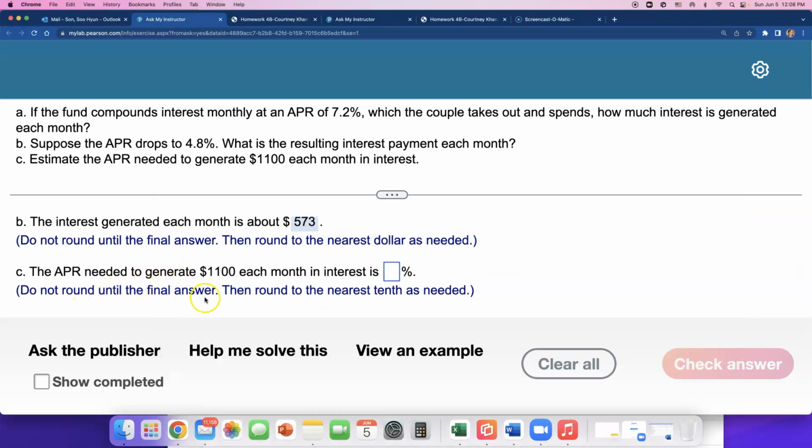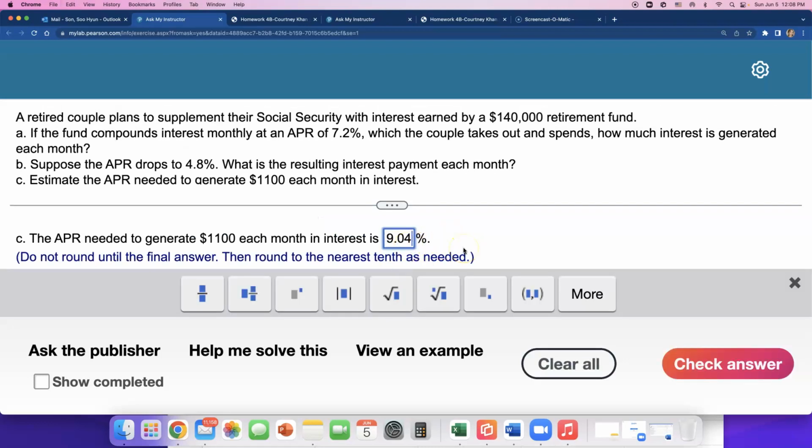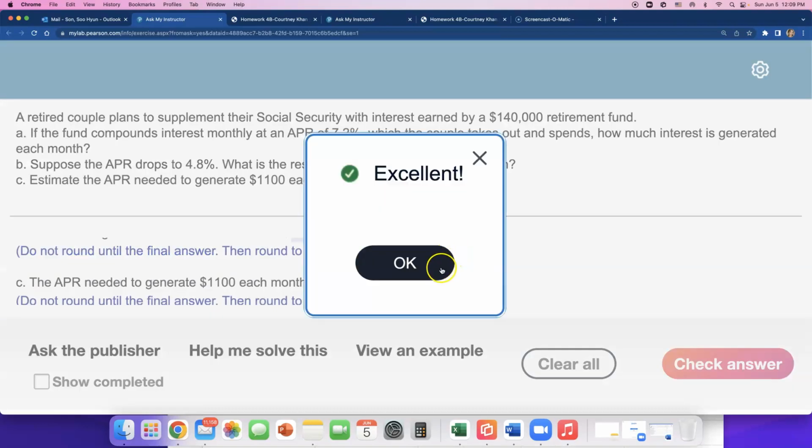Let's see how they wanted us to round this. Do not round until final answer. Round to the nearest 10th as possible. So I will just tell them they will need 9.0%. And that is the answer.